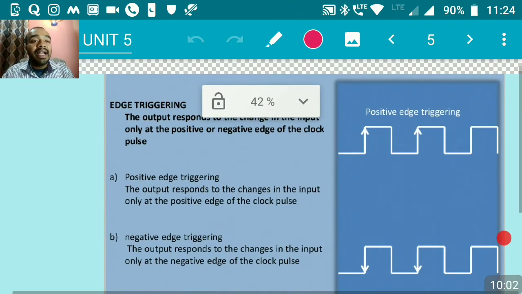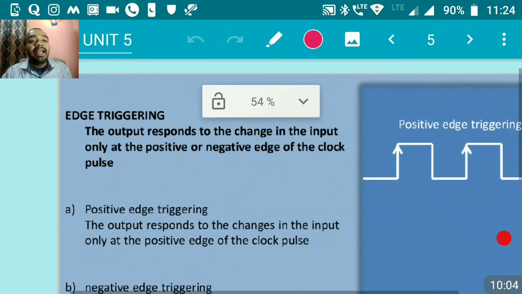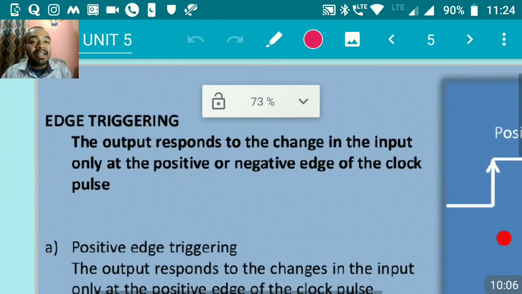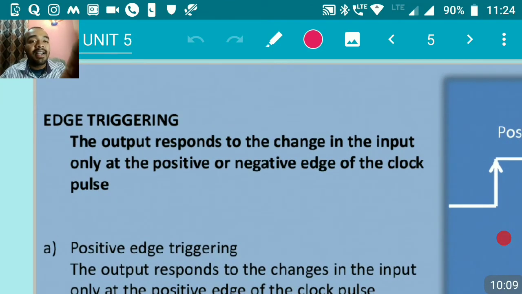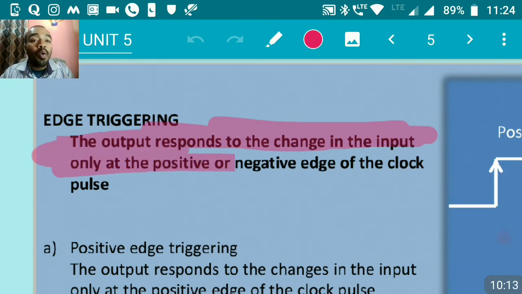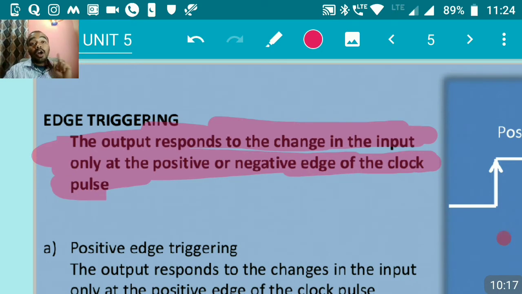Let us go to edge triggering. Let us understand edge triggering. What do you mean by edge triggering? According to the definition itself, the output responds to the change in the input only at the positive or negative edge of the clock pulse, not at the level but at the edge.